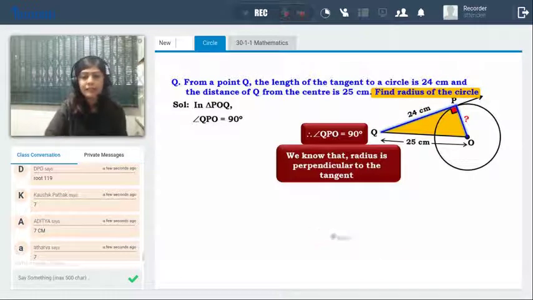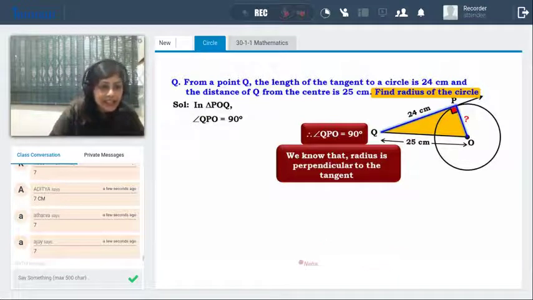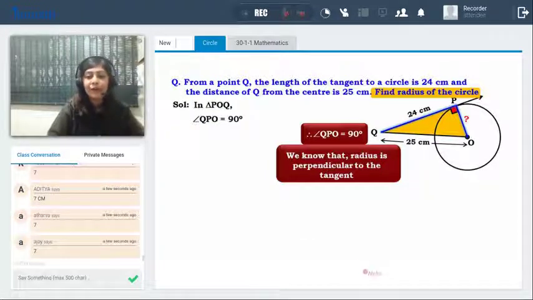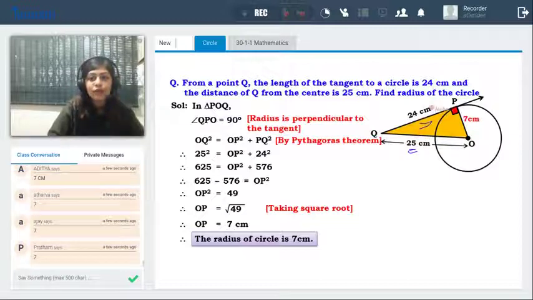Now you can use Pythagoras theorem on this triangle. Yes, I can see some answers. Yes, Aditya, Atharva, very good. Ajay, yes, it's 7. All right, so we already know what we need to evaluate is 25 square is 24 square plus, we can say OP square, we can do this. 625 minus 576 is 49. Root 49 is OP, which is 7.